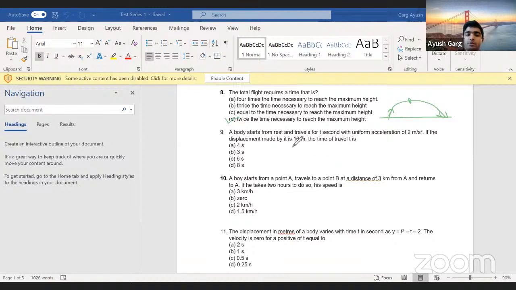Displacement is 16 meters. So let's mark what all we have. This is 16 meters, this is going to be your S. This is 2 meters per second square, this is going to be your A. And it starts from rest, so you also know U is equal to 0. So you already know U, A, and S. After this, how are you going to solve it? Think of an equation that relates all these things.